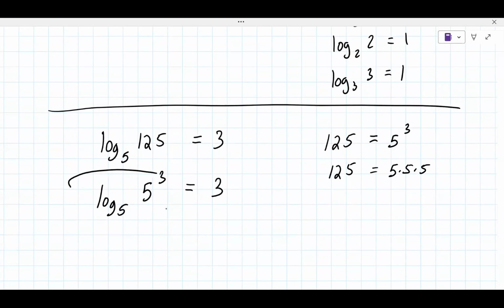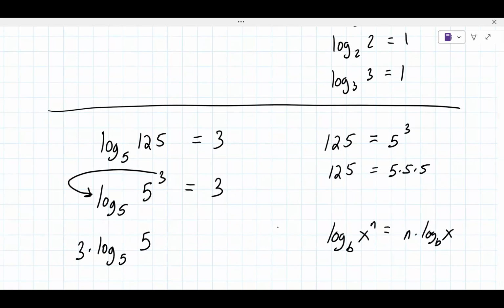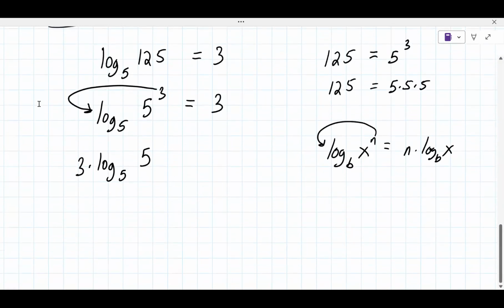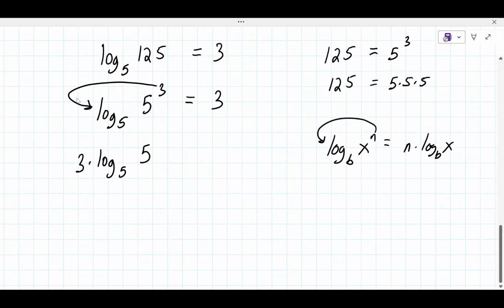You bring this 3 out in front, so it becomes 3 times log base 5 of 5. Okay, so that's a property. We used that in the previous problem: log base b of x to the n becomes n times log base b of x. Basically, that exponent comes out in front. That's always the case. You're going to use that over and over again in this course.